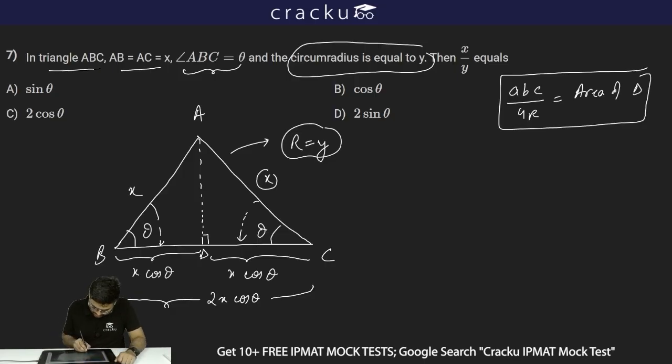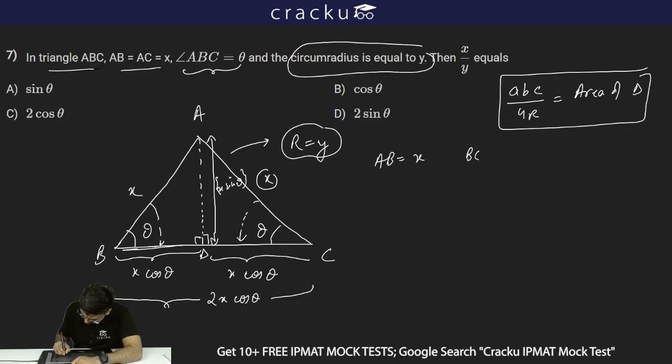Now AD is the perpendicular. What is AD? If this is x cos theta, this will be x sin theta. So if I write this down, AB is equal to x, BC is equal to 2x cos theta, AC is equal to x and AD is equal to x sin theta.